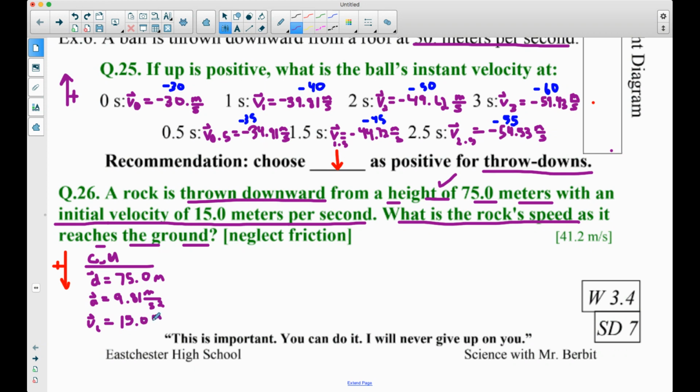By the way, you can assert your positives if you would like. Feel free to come in here and do something like this. This is positive. And this is positive. And this is positive. Okay, finally, what is the rock's speed? Vf.